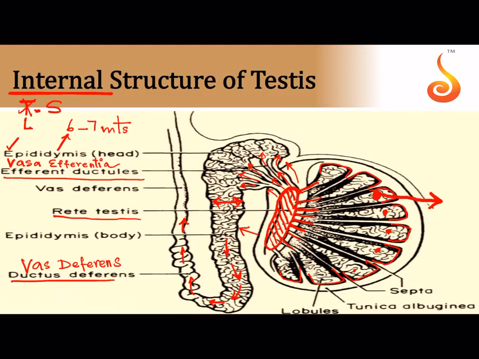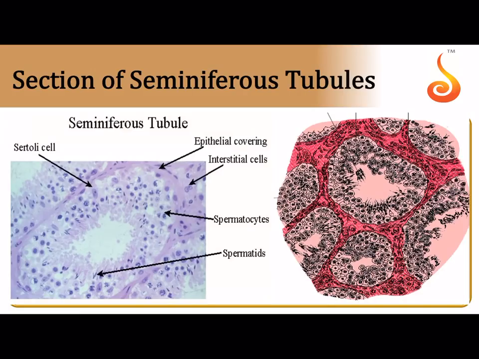Okay, so this was the overview of the internal structure of the testis. So here you started with the lobule, then the seminiferous tubule, then the rete testis, then the vasa efferentia, and then epididymis, and finally we saw how the epididymis tapers down into vas deferens. So I hope it is clear to all of you the internal structure of the testis. So now let me move on to the next slide.